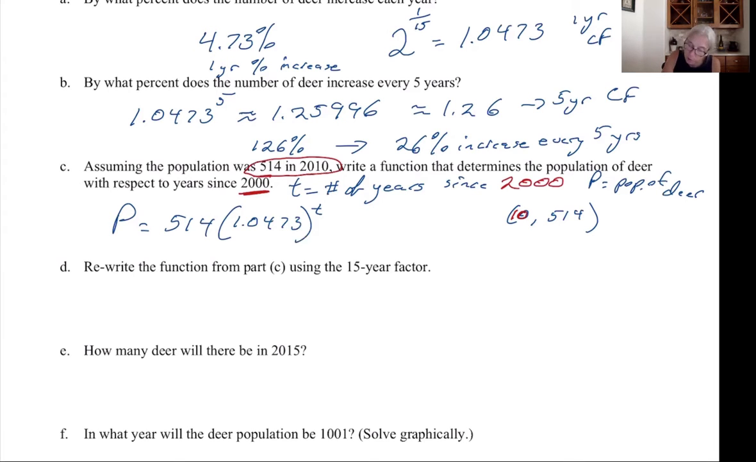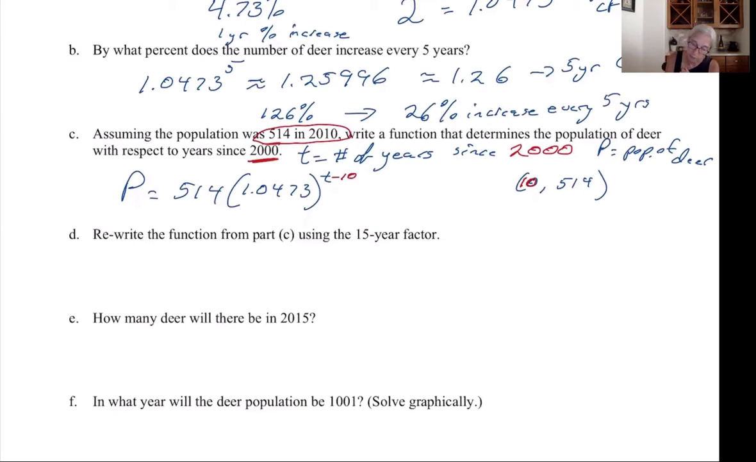So since my reference point is not the vertical intercept, I have to account for that by saying T minus 10. Because if I wanted to find out what was the population of deer in the year 2011, I would take what I had in 2010 and just multiply it by that 1 year change factor just once. All right.